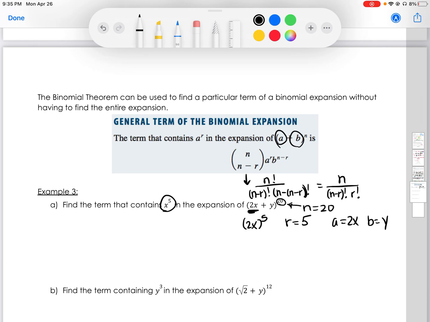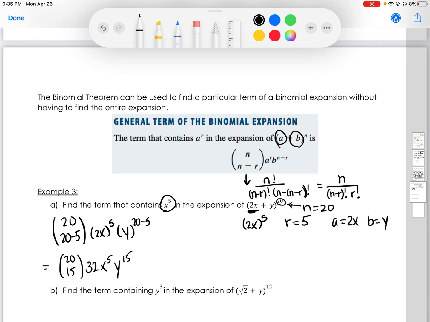All right, so let's fill in what we can here from the formula. So we have n, so that's 20, over 20 minus r, so 20 minus 5. And then we have a to the r power, so that's 2x to the r power, which is 5. And we have b, which is y, to the 20 minus 5. Okay. So really that's going to give us 20, and then we get 15 here. And that's, let's see, 2 to the fifth power, 2, 4, 8, 16, 32. X to the fifth, y to the 15th.